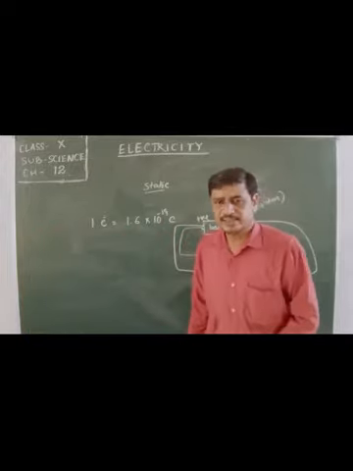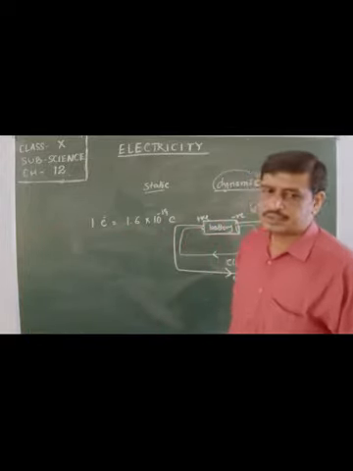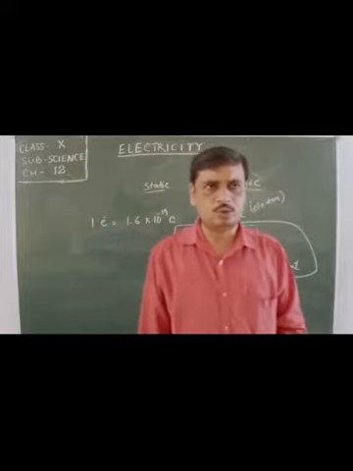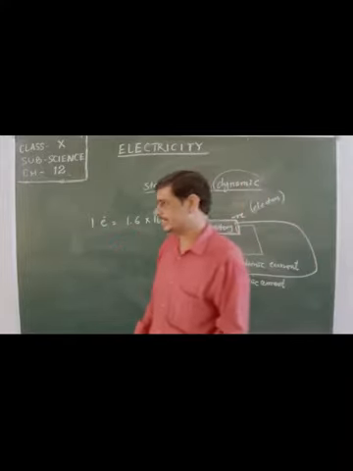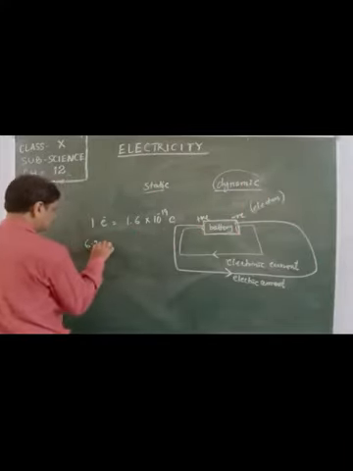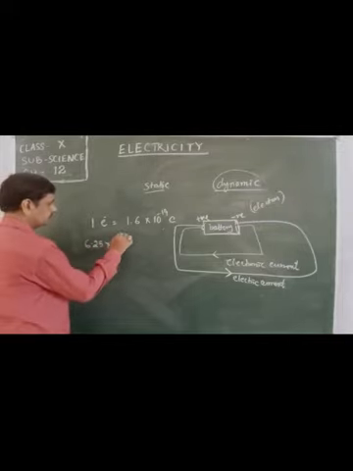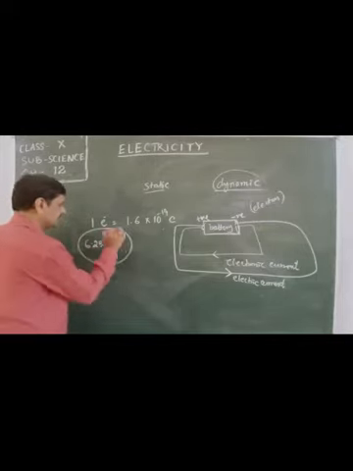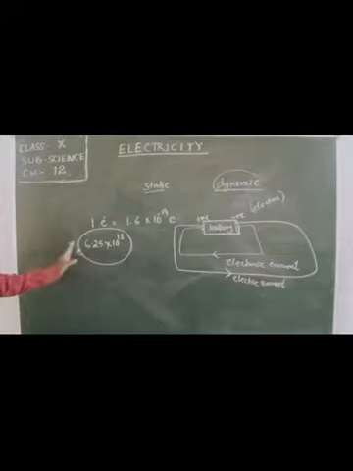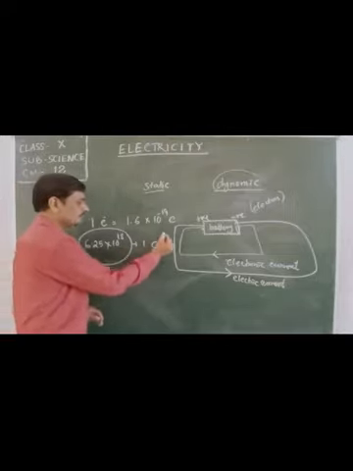In this way, if we count 6.25 into 10 to the power 18 electrons, if this number of electrons combine, then they will give 1 coulomb charge.